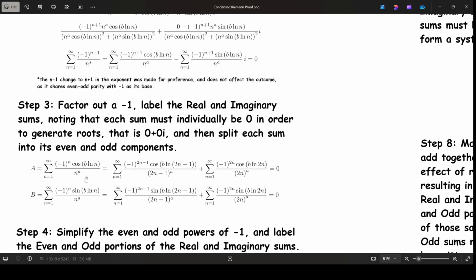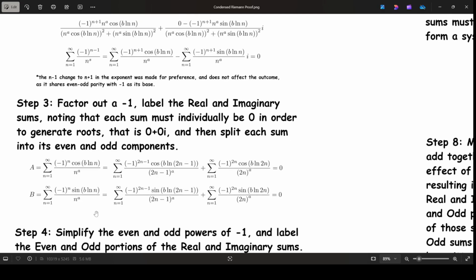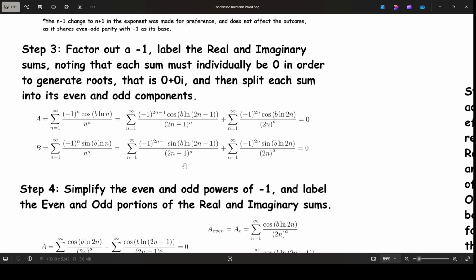So for the real part, we've got this, and this is its odd part and its even part. And for the imaginary part, B, which is this over here, we've got this, which is its odd part and its even part. And now for this thing to have roots, we need it to be equal to 0. And in the sense of a complex number, that's 0 plus 0i. We don't want any real part and we don't want any imaginary part. So we need this real part, A, to be 0, and we need the B, the imaginary part, to be 0. So we need both these expressions to equal 0 in order to have roots for the sum.